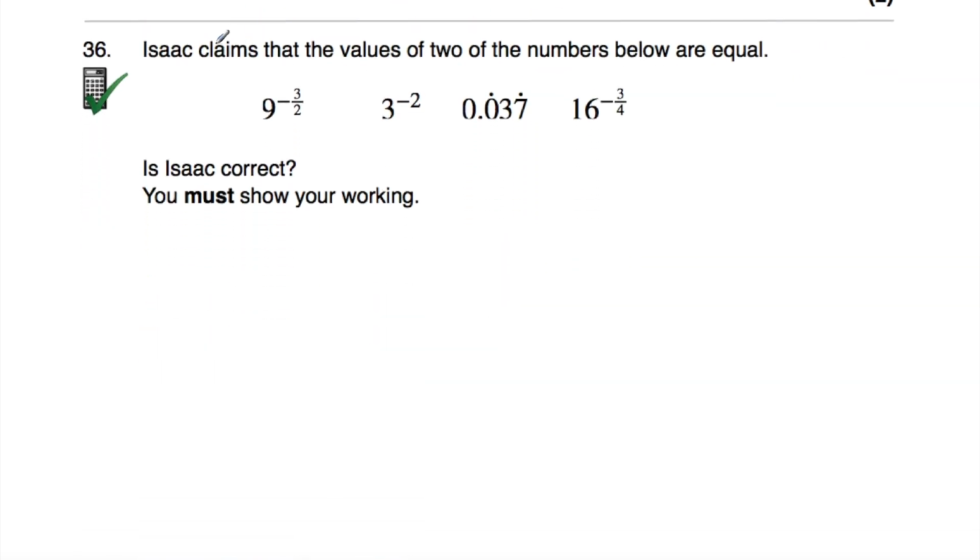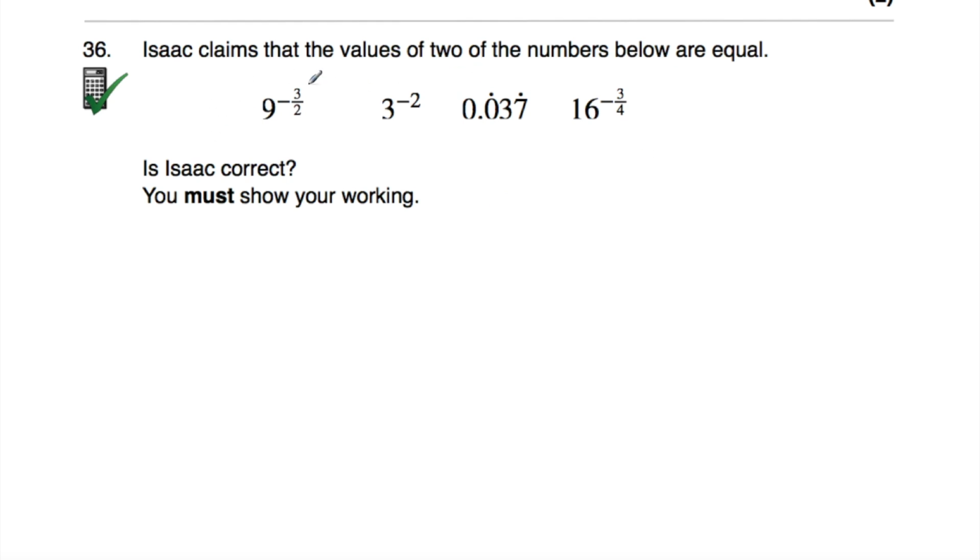So question number 36 says, Isaac claims that 2 of these are equal in value, and we're asked, is Isaac correct? And we must show our working. Okay, so we've got 9 to the power of minus 3 halves, 3 to the power of minus 2, 16 to the power of minus 3 quarters, so we can work all those out, and the recurring decimal 0.037, where it goes 0.037, 0.037, 0.037, and so on.